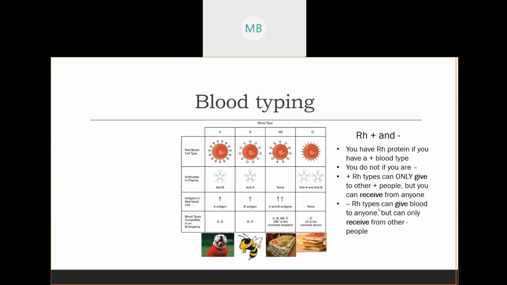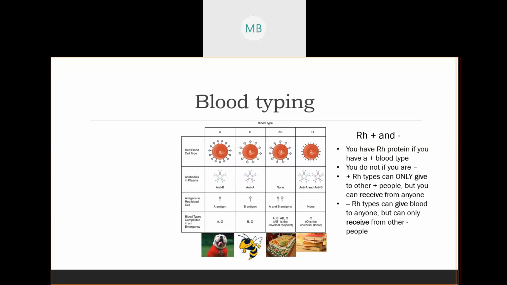That means that if you are a positive blood type, you can only donate blood or give blood to other positive people, but anybody can give blood to you. Right? Everybody can give blood to you because you can receive blood from positive or negative people if you're a positive blood type, but you can only give blood to other positive people.